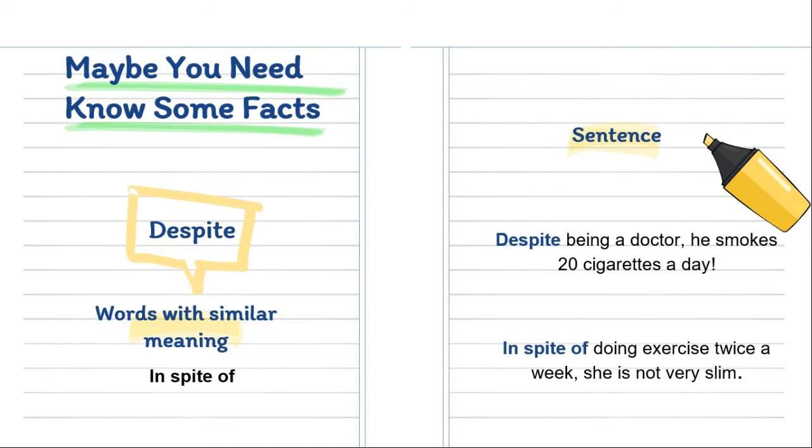Or this one, in spite of doing exercise twice a week, she's not very slim. Jadi there are two contrasting ideas di sini. Ada dua hal yang sangat berbeda ataupun bertolak belakang.